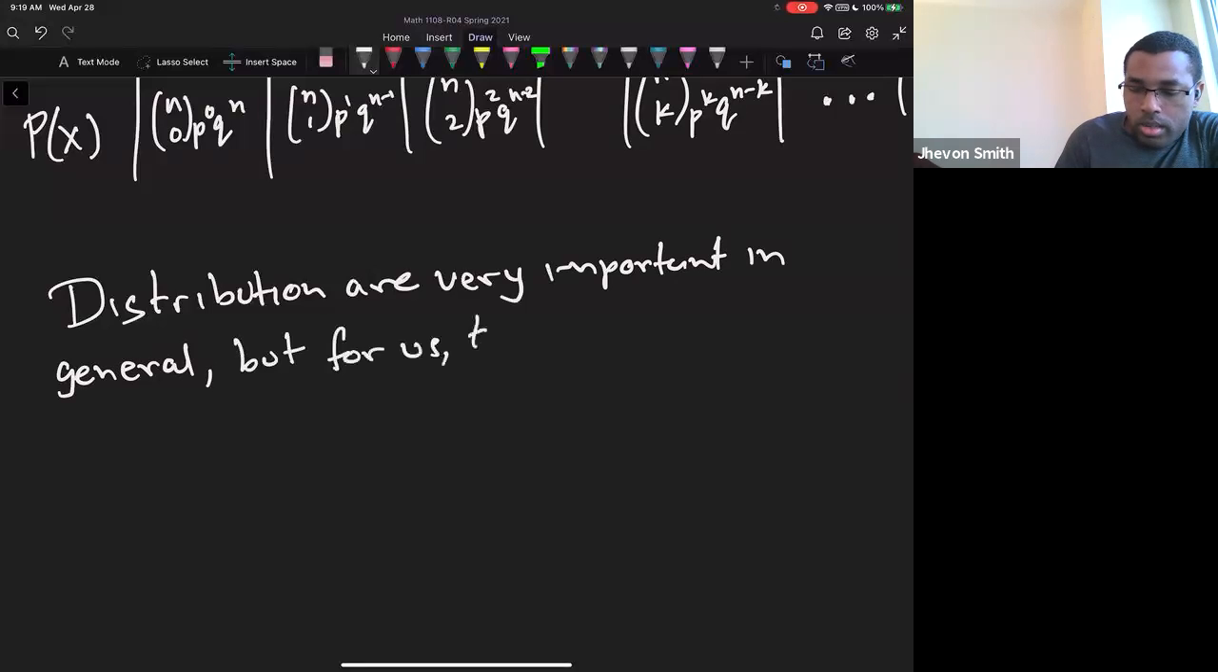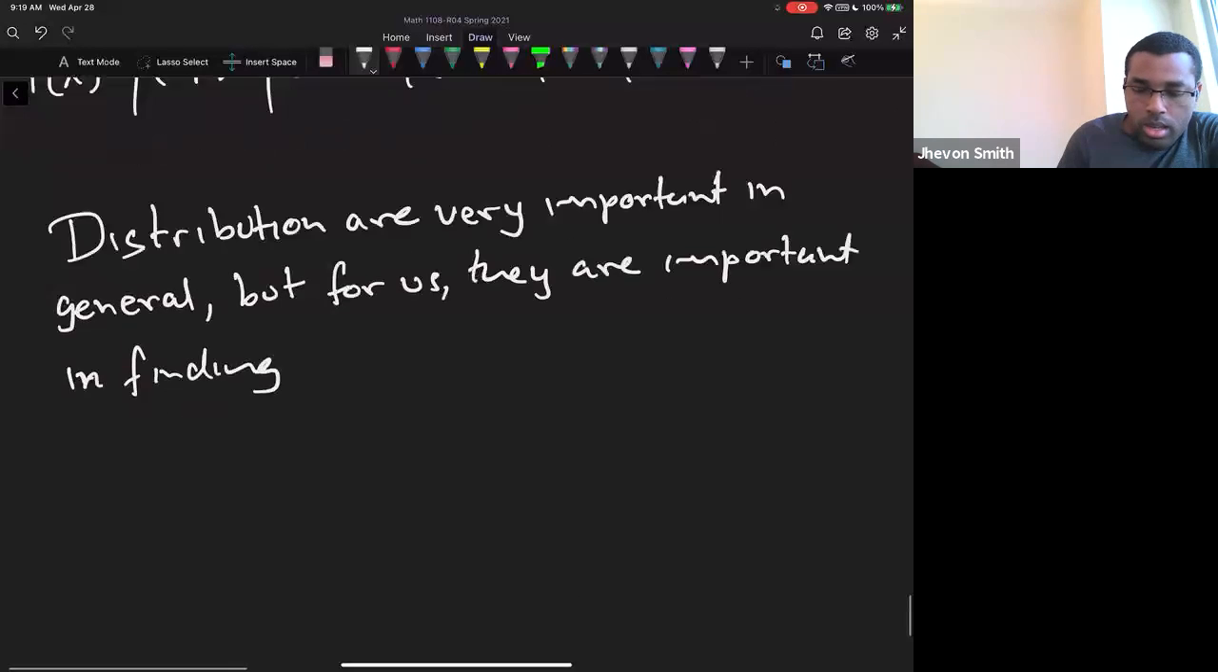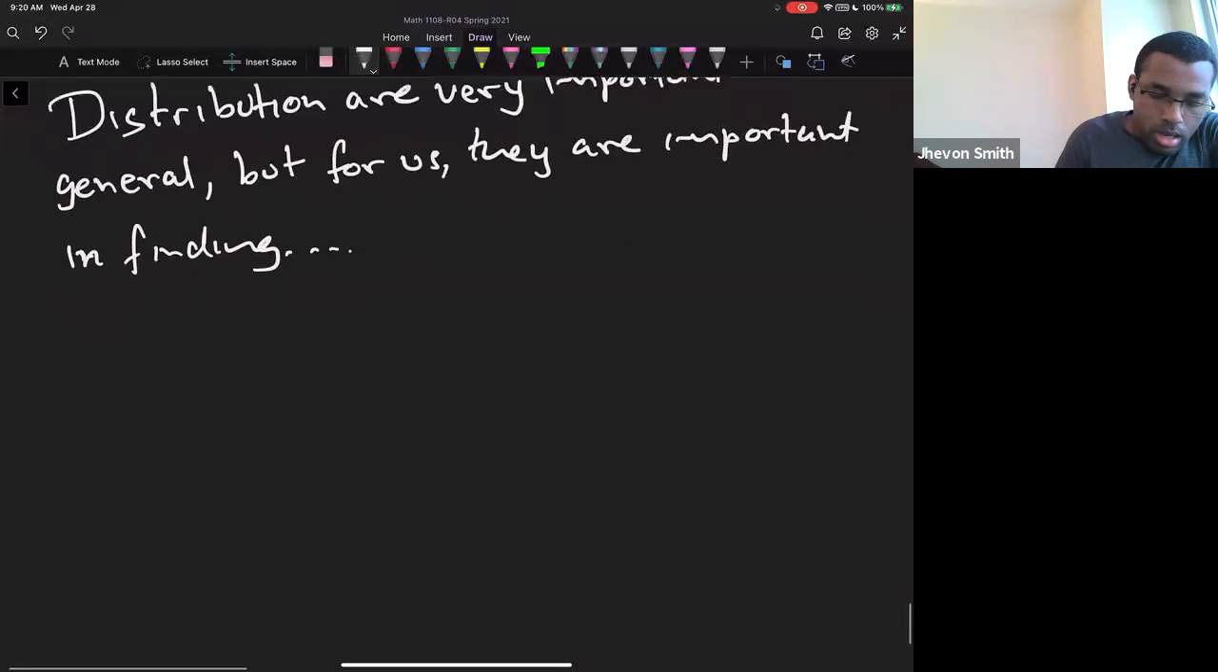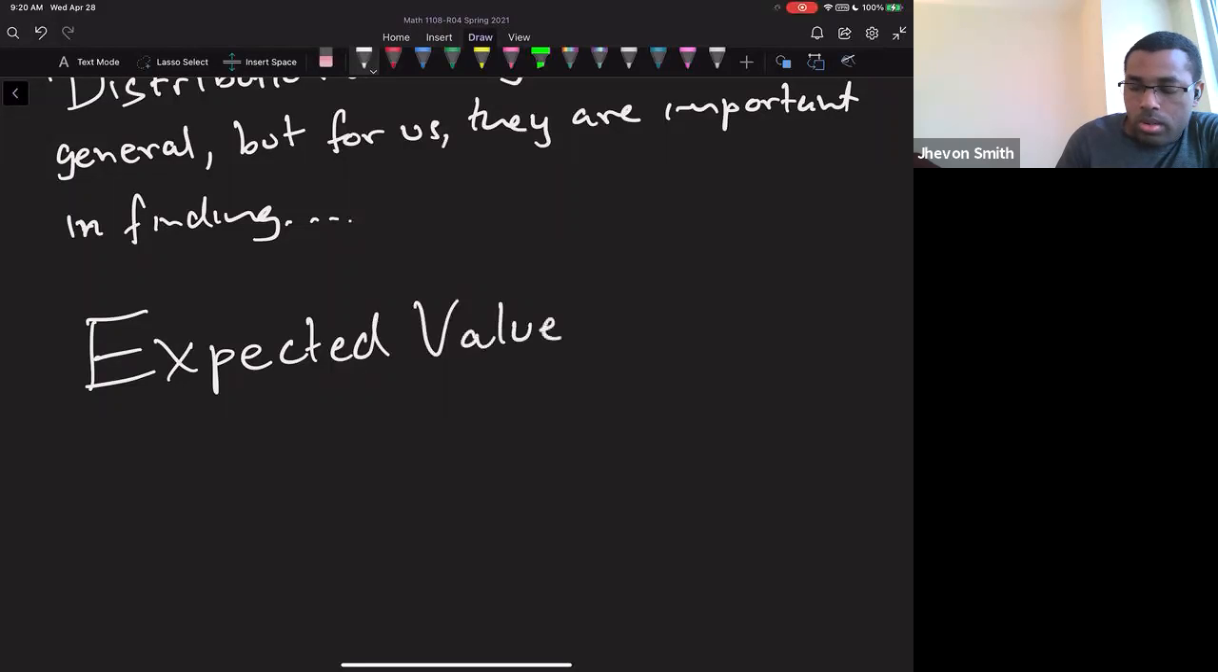But for us, they are important in finding expected value or the mean of something.